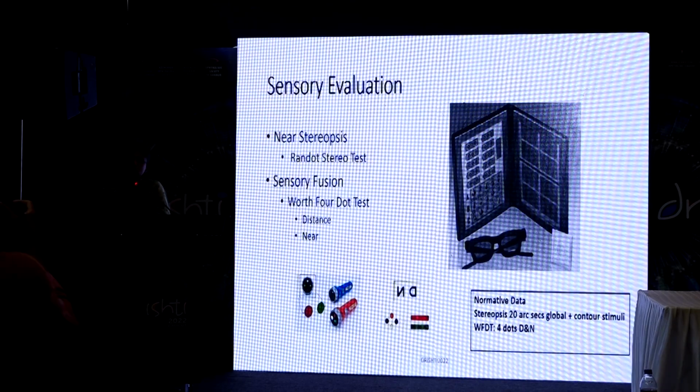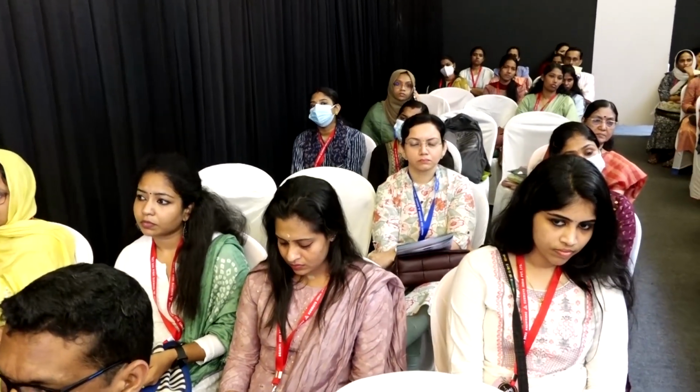And for sensory fusion, to understand if the subject has suppression or is experiencing diplopia, you do the Worth 4 dot test both at near and distance. Why at both distances? Because if there is a suppression, it will tell you the size of the suppression scotoma when you vary the distances. The boxes in each of the slides that I have given show the normative data. You need to know what the normative data is, so that you compare the results that you obtain against the normative data with the standard deviation, so you know whether they are going beyond the standard deviation or not.